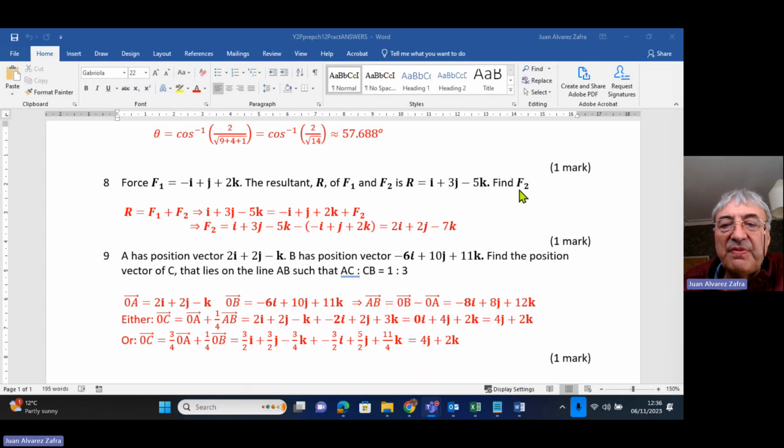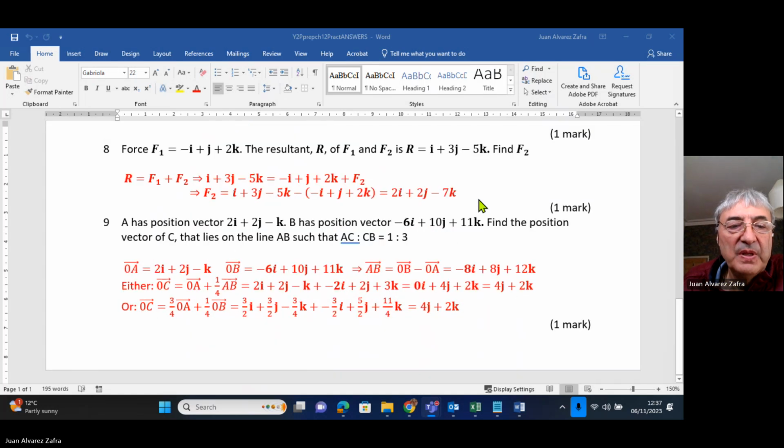Question 8. Force F1 is given by this vector, and then the resultant of F1 and F2 is given by this vector. Find F2. So we know that the resultant of two vectors is the sum of the two vectors. So the result of two forces in this case is this resultant force. So we know that F1 plus unknown force F2 equals the resulting force. And therefore we'll get F2 by taking the resultant force and subtracting one of the component forces. And so doing that, we get what F2 is. So just straightforward subtraction of vectors in this case.